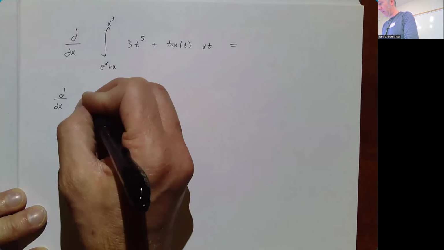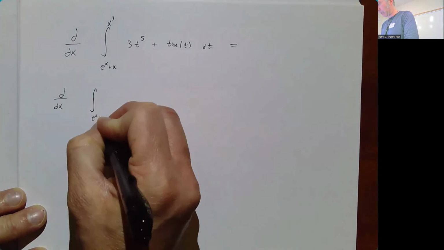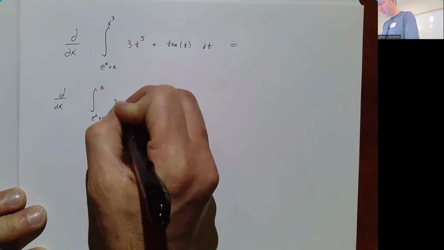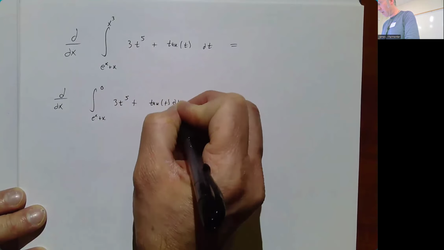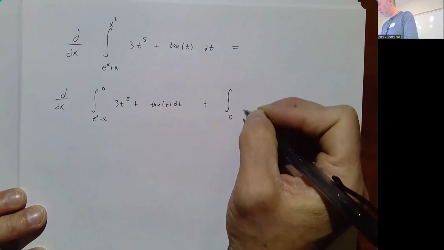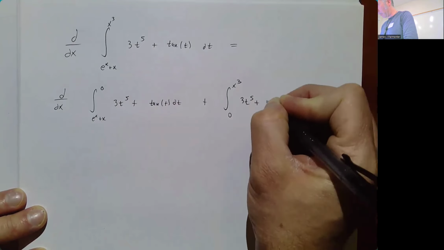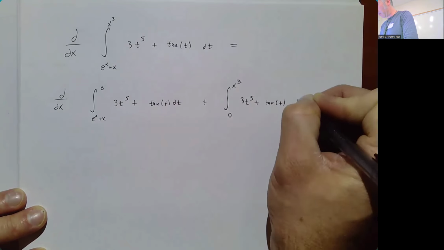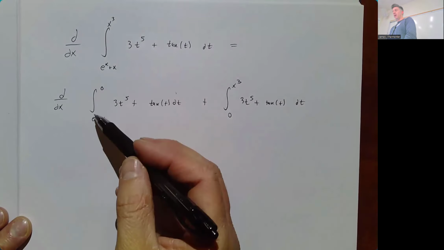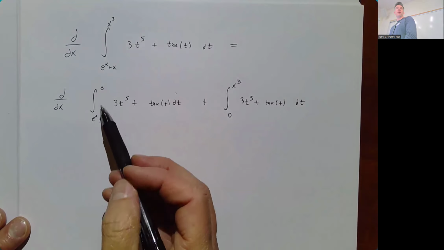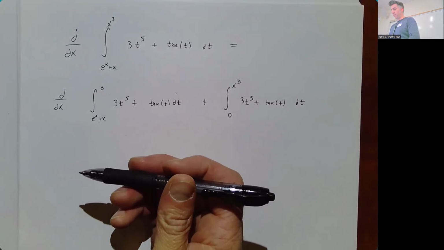So I'm going to write this as the derivative of the integral from e to the x plus x to 0 of my terrible function, 3t to the 5th plus tangent of t, dt, plus the integral from 0 to x cubed of 3t to the 5th plus tangent of t dt. But then this one is not how I'd like it to be written. I would really like this one to have the variable on top. So I'm going to switch the order of integration and change the sign to be negative.